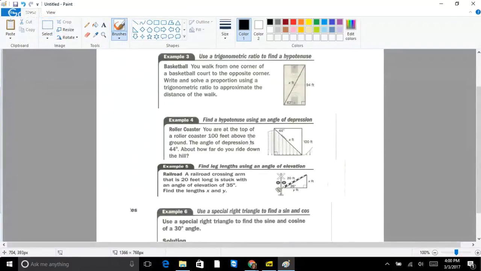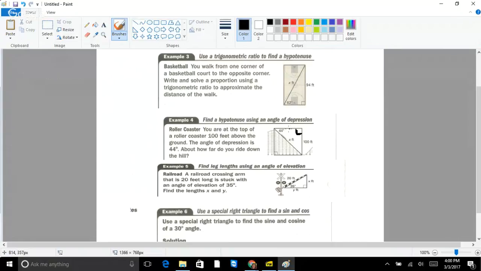So we got a roller coaster. You're at the top of a roller coaster. It's 100 feet above the ground. And the angle of depression is 44 degrees. About how far do you ride down the hill? So they've drawn this nice picture for you. We have an assumed right angle right here. They don't actually have it labeled on there.